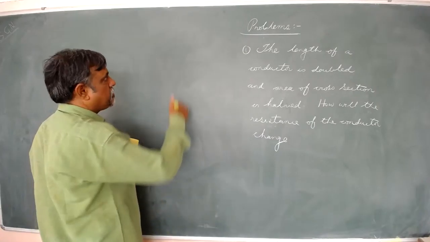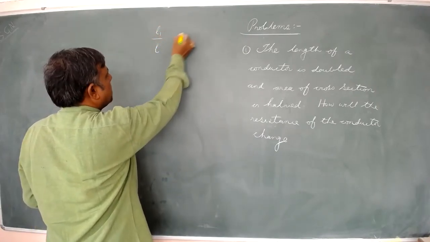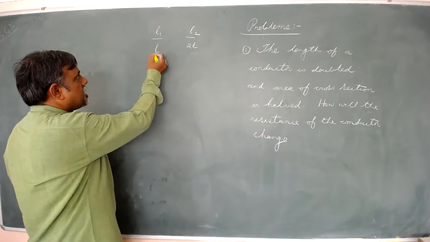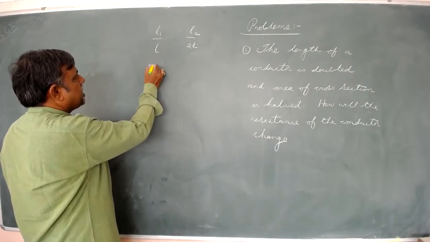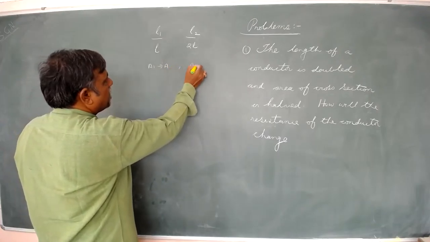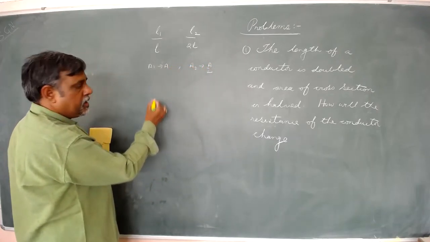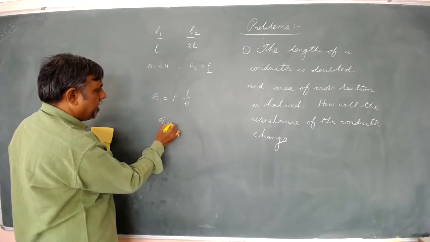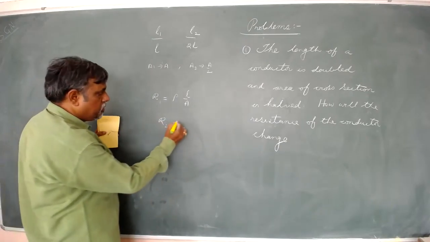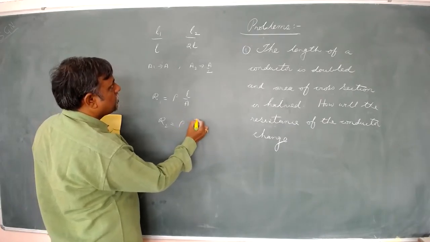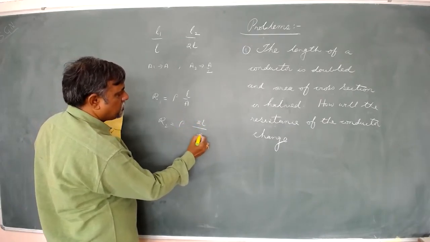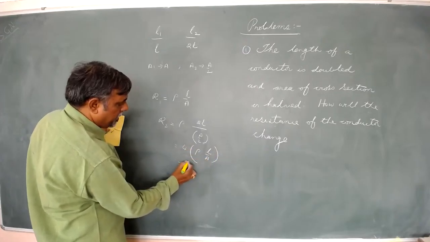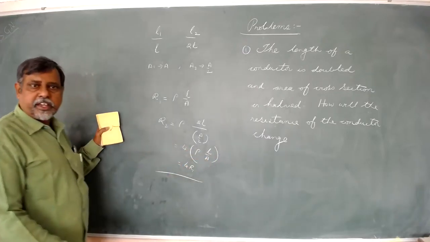The length of a conductor is doubled. Initial length L1, so final length L2 is 2L. Area of cross section is halved: initial area A1 is A, and final area A2 is A by 2. Initial resistance R1 is equal to rho into L by A. Final resistance R2 is equal to rho into L2 by A2, that is rho into 2L by A by 2, so this is 4 into rho into L by A. That is 4 into R1. So resistance increases by 4 times.